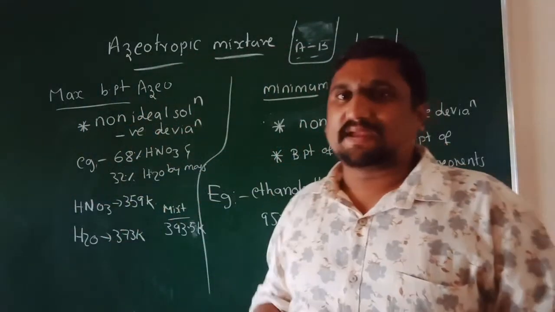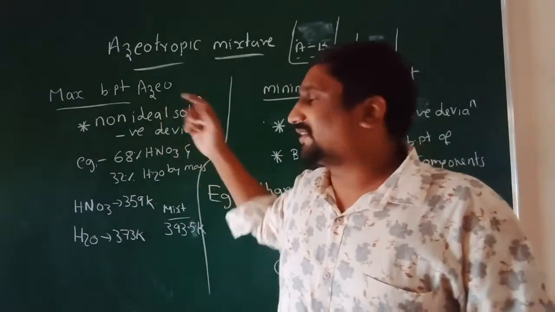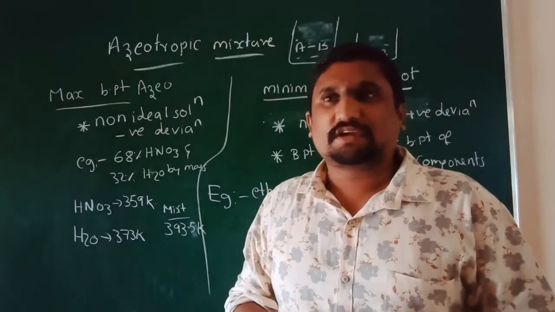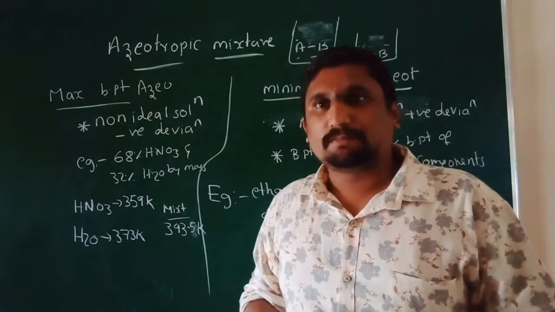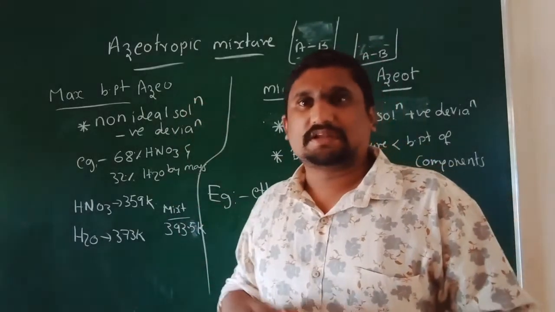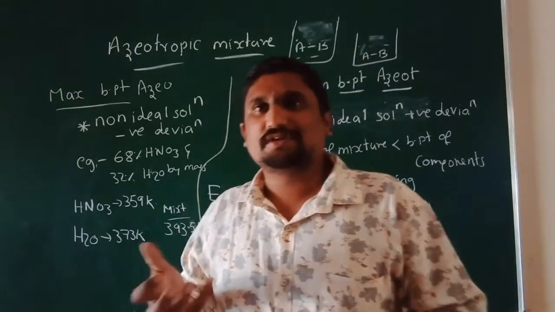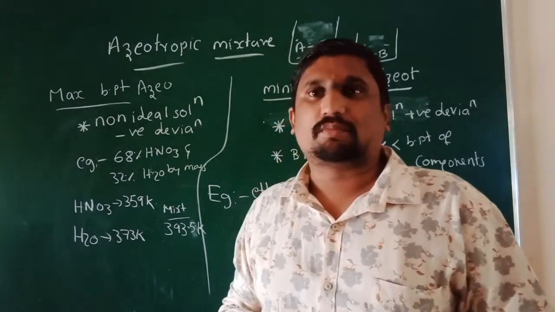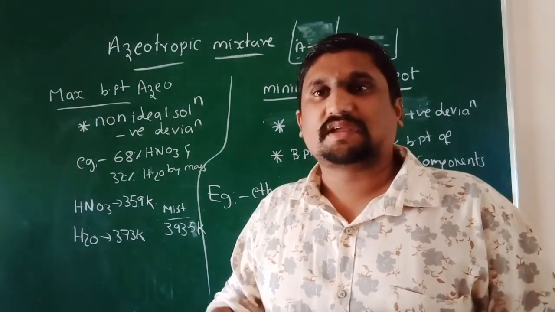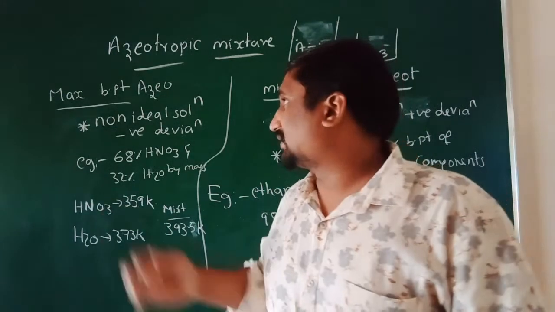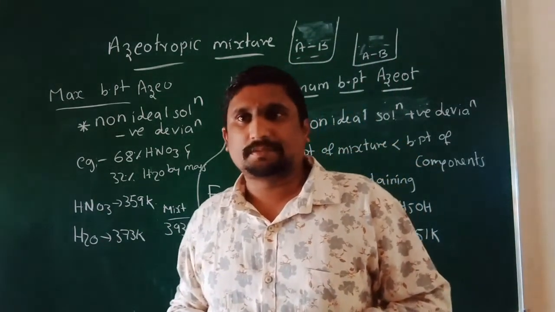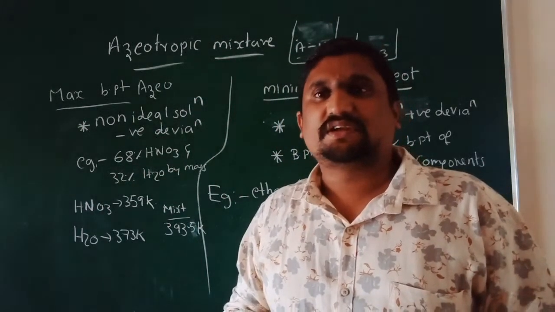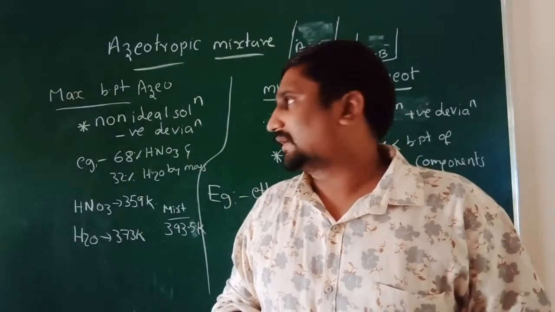Next is the maximum boiling point azeotropic mixture. Boiling point is maximum means vapor pressure is minimum. In which kind of non-ideal solutions is the vapor pressure very low? Non-ideal solutions showing negative deviation. Hence maximum boiling point azeotropic mixtures are formed by non-ideal solutions exhibiting negative deviation. The example for a maximum boiling point azeotropic mixture is the azeotropic mixture containing 68% nitric acid and 32% water by mass. It is the best example we can give.